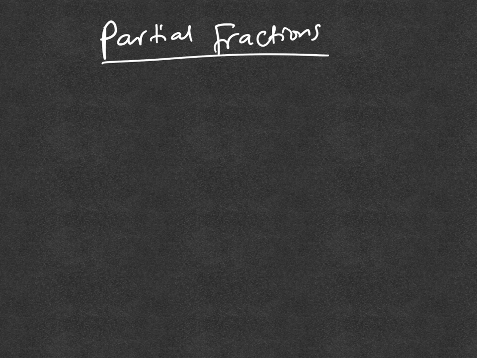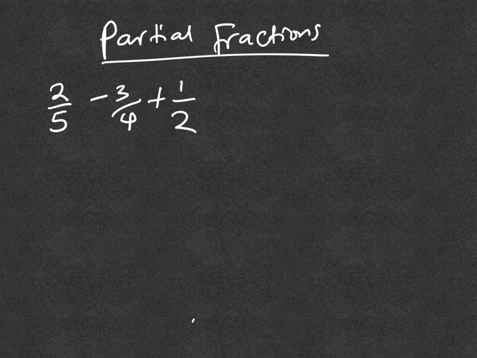If we are to understand partial fractions, we need to first go back to the arithmetical simplifications consisting of a number of fractions. How do we simplify a situation like 2 over 5 minus 3 over 4 plus 1 over 2? What we need most is to find the LCM of 5, 4, and 2, and that's 20.